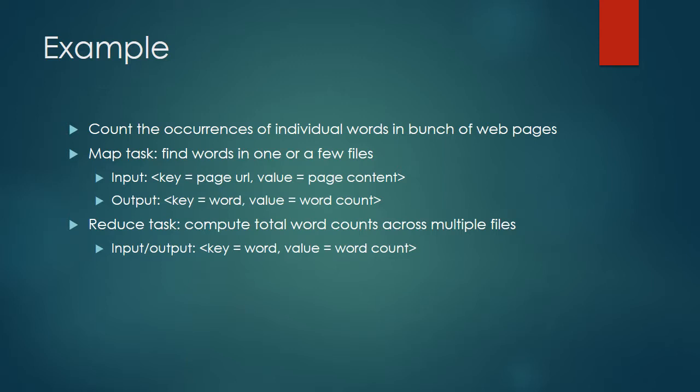So the input could be, like I said, it's time to start thinking in terms of key value pairs. You can think of the key as being the page URL and the value being the page content. And the output eventually is going to be a bunch of key value pairs where the key is the word and the value is the total count across all of these files. For this particular file, and the reduce task is going to take this across all of these files and merge them together to give a single output where it's the word and the global word count. Okay?